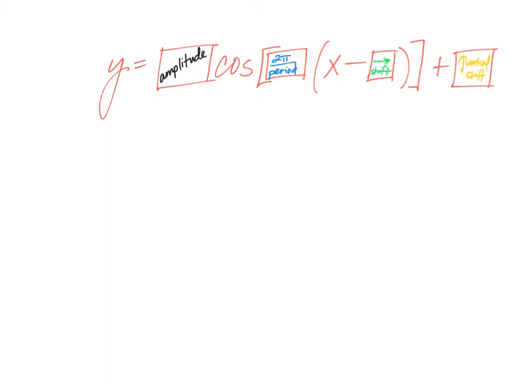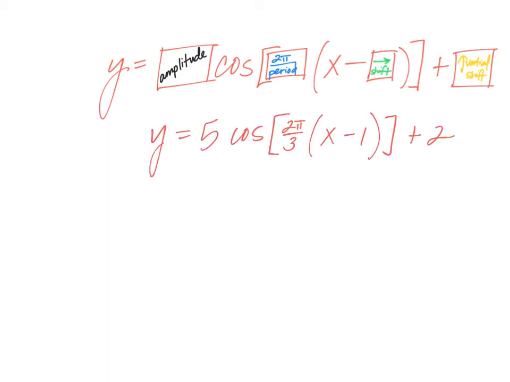a cosine function. Notice the number in front of the cosine is the amplitude of the function, which is how far it rises above or below the midline. The first number inside brackets is 2 pi over the period. Inside the parentheses, we have our horizontal shift to the right. And then finally, we add the vertical shift to the end. Now, let's look at this in practice.